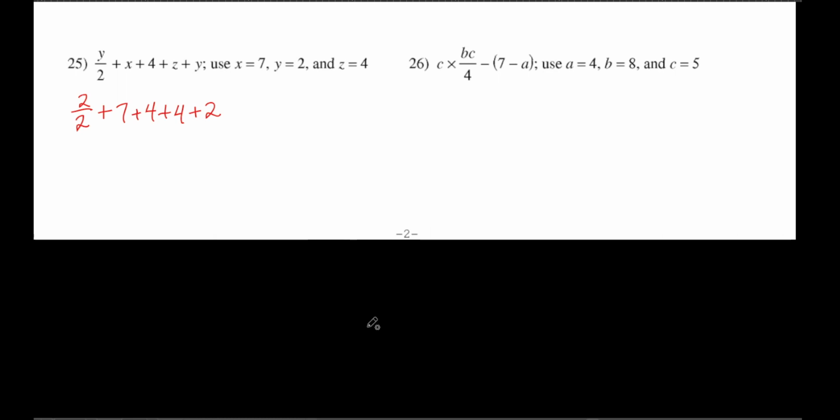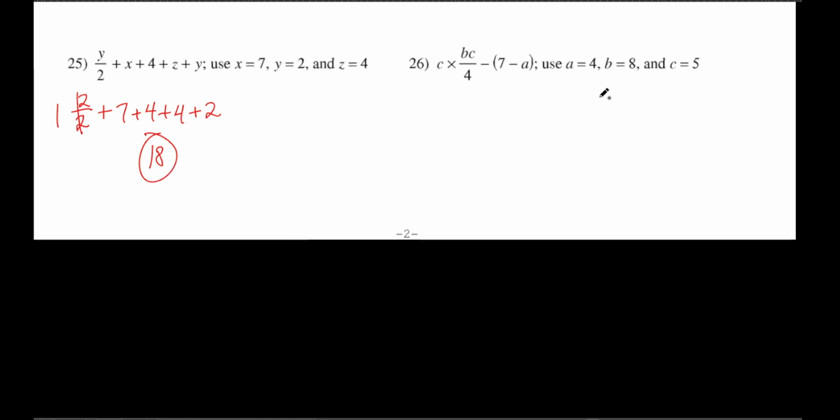Now it's actually really easy. That looked difficult at first, didn't it? But it turned out to be really simple. What's 2 over 2? It's a 1, isn't it? Okay, and now we just add these together. 1 plus 7 is 8, plus 4 is 12, plus 4 is 16, plus 2 is 18. So it looked kind of complicated. It turned out to be not that bad.